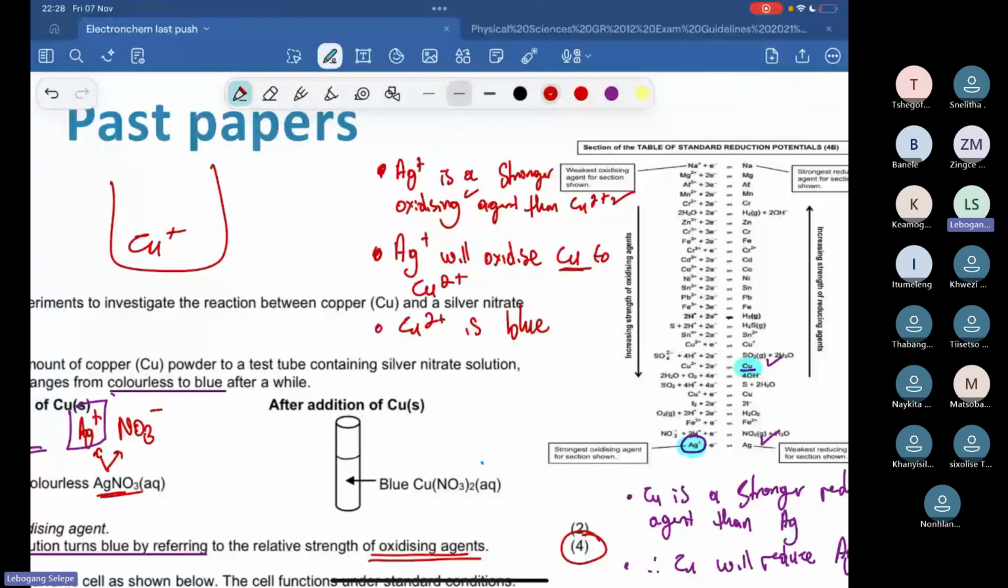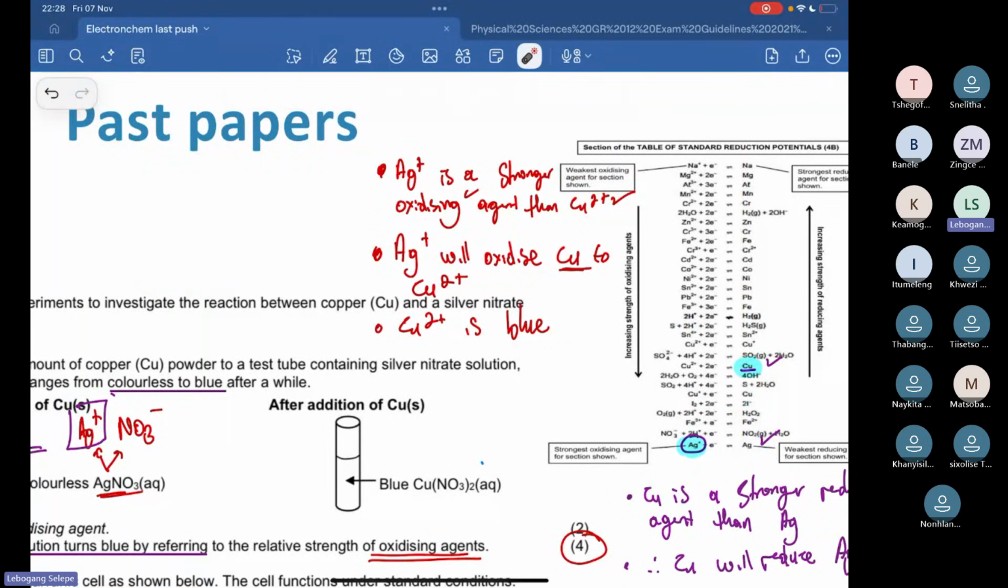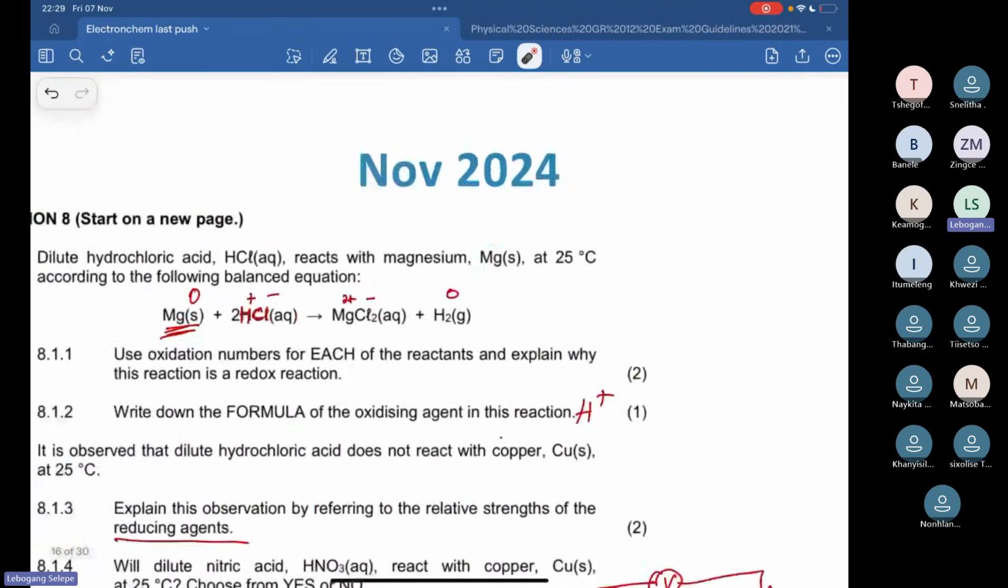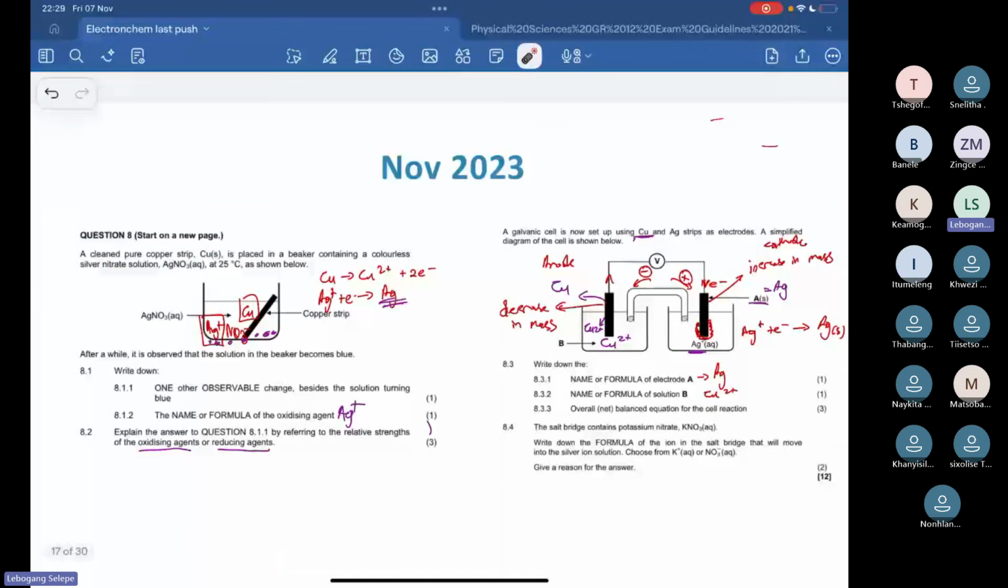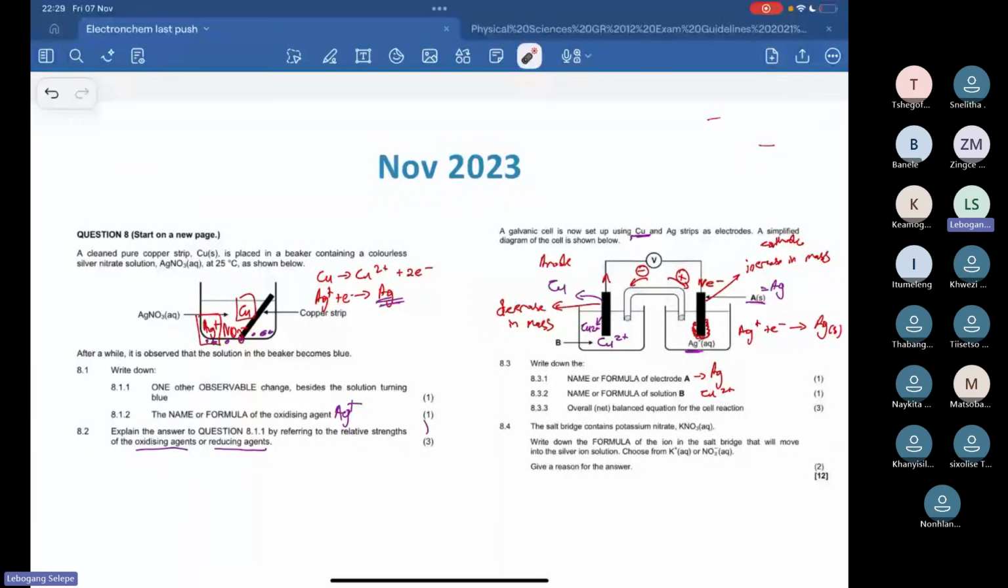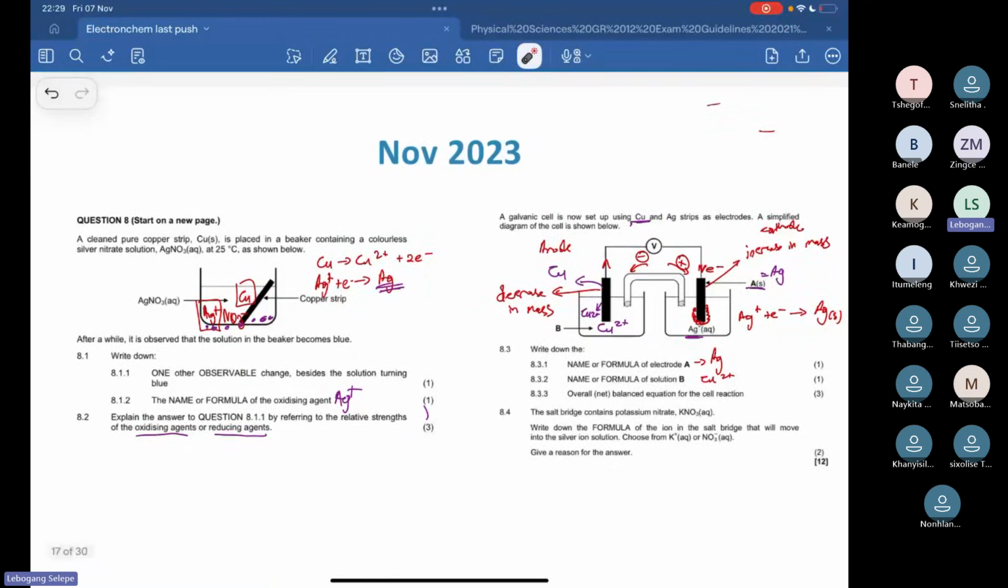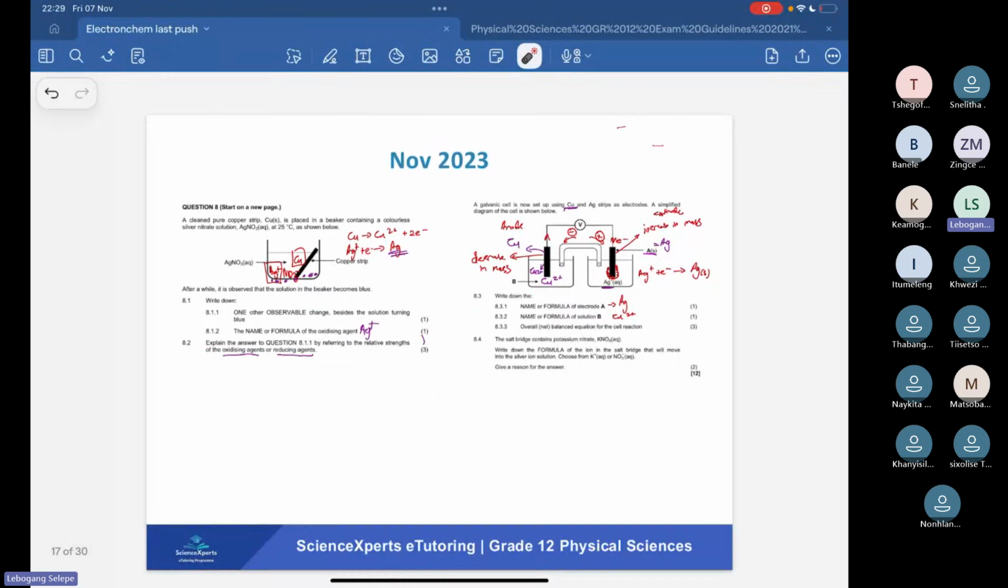But then if they don't show you, we normally go with the Cu2 plus. I think that's standard. We always go with the Cu2 plus, unless there's something that can explain it here. I don't know why though, but we always go with the one Cu2 plus.